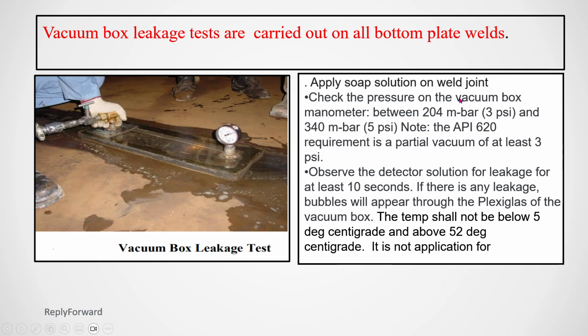So here you see the vacuum leak test manometer. This is a manometer connected to the box. A vacuum pressure of 3 to 5 bar is required; as per API 620, a partial vacuum of at least 3 psi is required, and then hold for 10 seconds, apply soap solution, and see whether any leakage or foaming is there, and then you come to know.